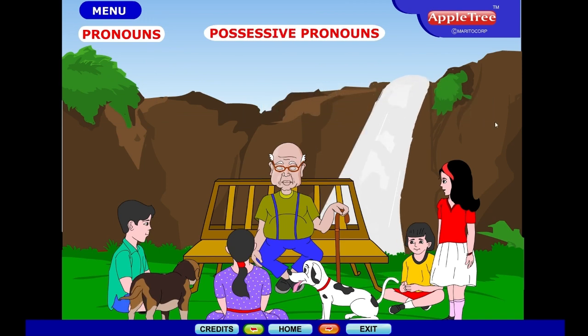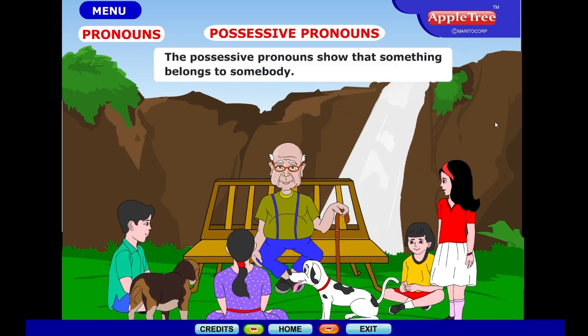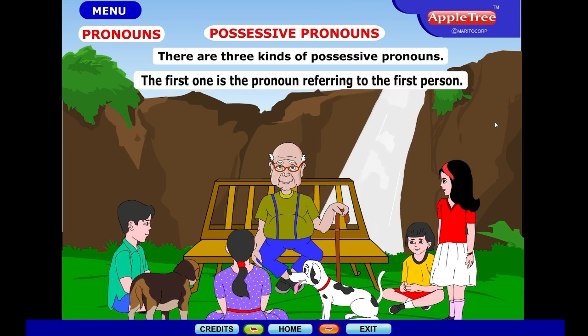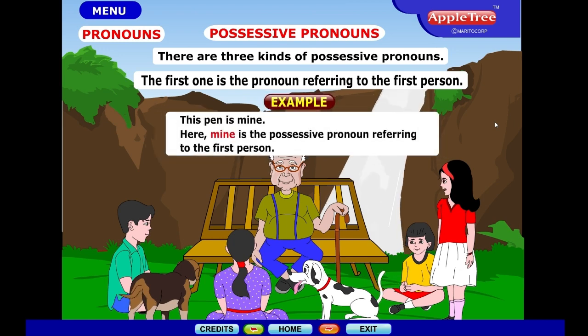Children, what about possessive pronouns? The possessive pronouns show that something belongs to somebody. There are three kinds of possessive pronouns. The first one is the pronoun referring to the first person. Example, this pen is mine. Here, mine is the possessive pronoun referring to the first person.